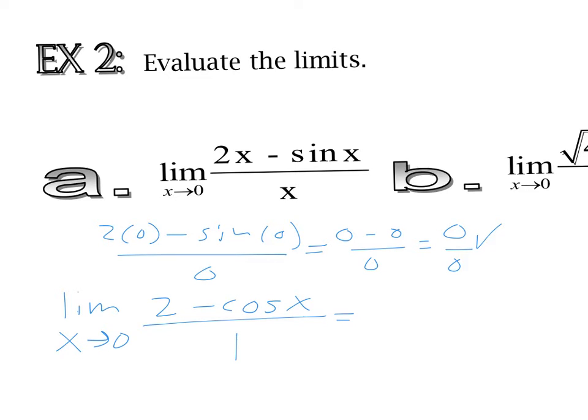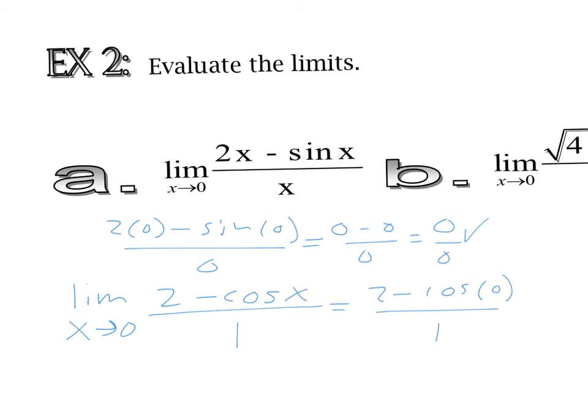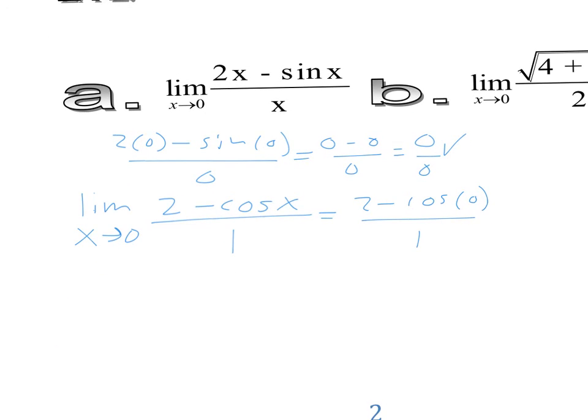Now we can evaluate this new limit, and we would get 2 minus the cosine of 0 all over 1. And we know that the cosine of 0 is 1, so we get 2 minus 1 over 1, which is just 1 over 1, which is just 1. So you can see this is a really handy tool for evaluating tricky limits like this.